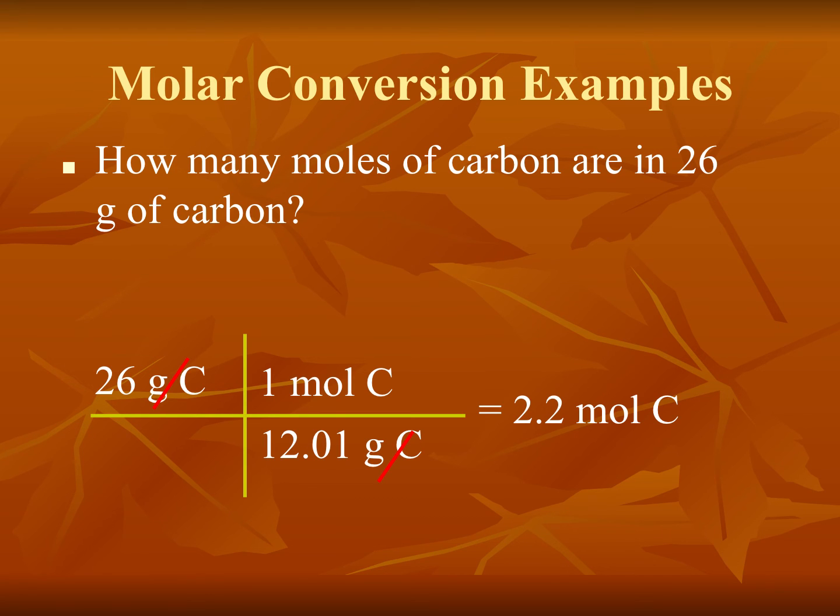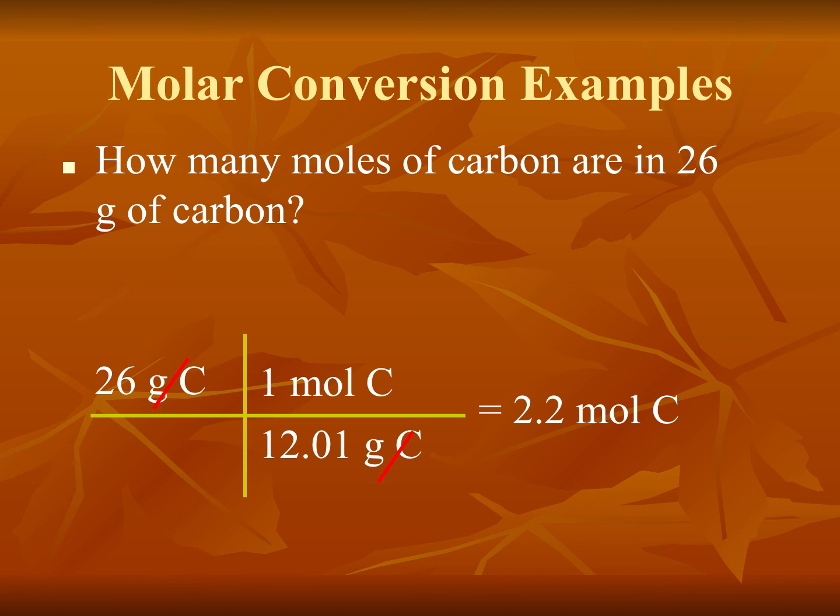Now that we understand the railroad tracks method, let's look back at those simple conversions we were doing before on that worksheet. So how many moles of carbon are in 26 grams of carbon? So we're going from grams to moles, right? Well, I can set it up with my railroad track method. I put what I'm given first, 26 grams of carbon, and then I needed an equivalency statement where I had grams of carbon on the bottom. Where do you get this one? Oh, you get that from the periodic table.